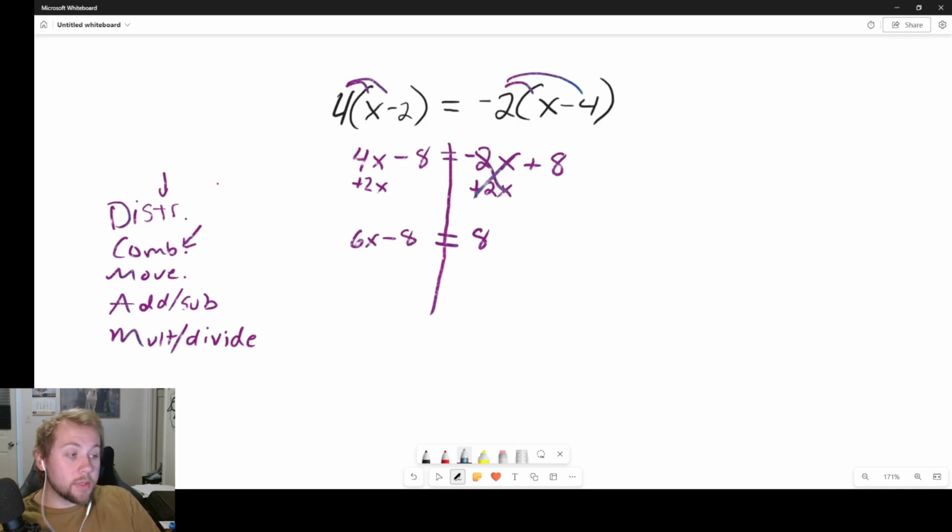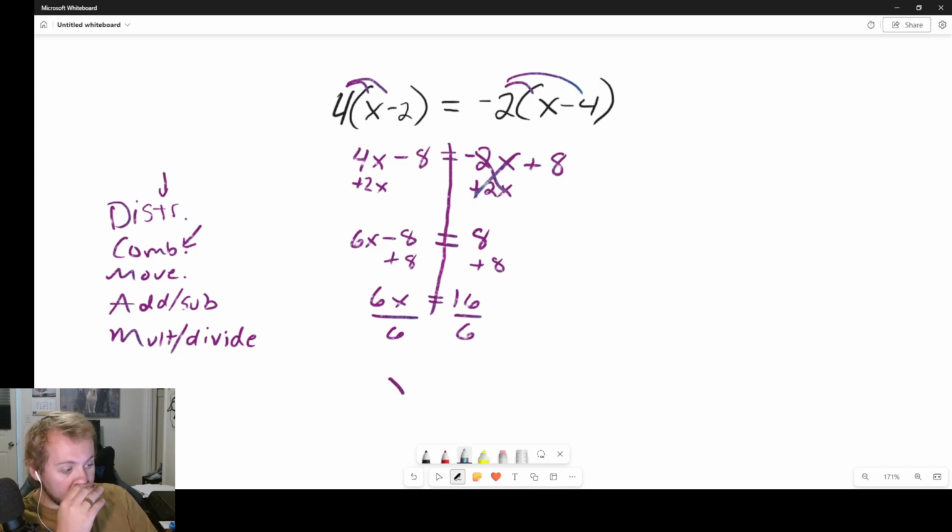Now we are on a two-step equation. We need to add or subtract, so I add 8 on both sides. I get a 6x is equal to a 16. Now I multiply or divide to get x by itself, so I divide by 6 on both sides. And I get x is equal to a 16 over 6, which I can simplify.